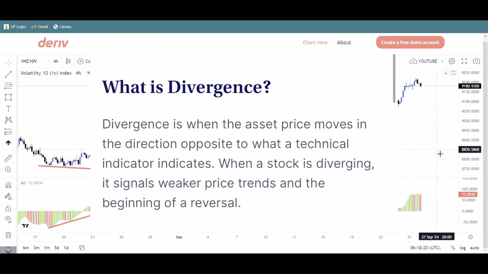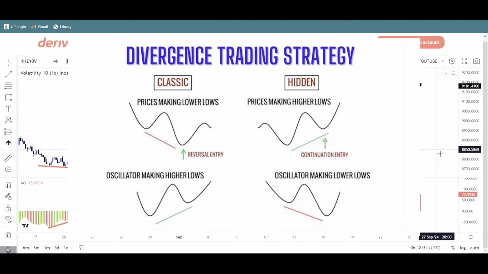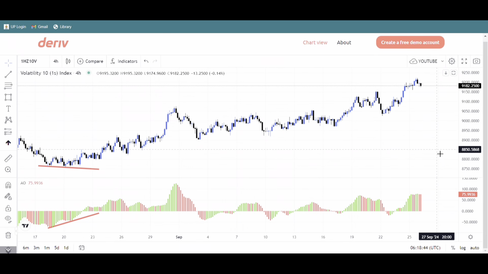Divergence in trading refers to a situation where the price of an asset is moving in the opposite direction to a technical indicator, typically an oscillator like the RSI, moving average, MACD, or stochastic. Divergence is often used as a signal that the current price trend may be weakening, potentially leading to a reversal or correction. So there are basically two types of divergences that you can find.